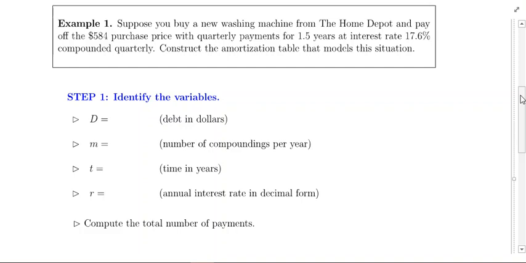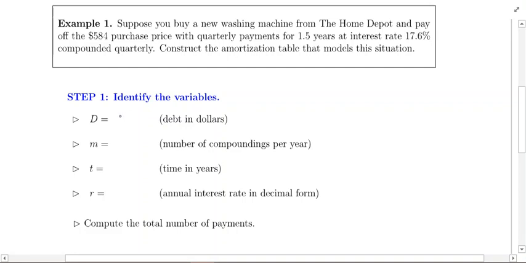In step one, the first thing we have to do is calculate the quarterly payment, because we're making quarterly payments here. We're going to come up with the quarterly payment that we have to make for 1.5 years in order to pay off this washing machine. So let's go ahead and identify the variables.